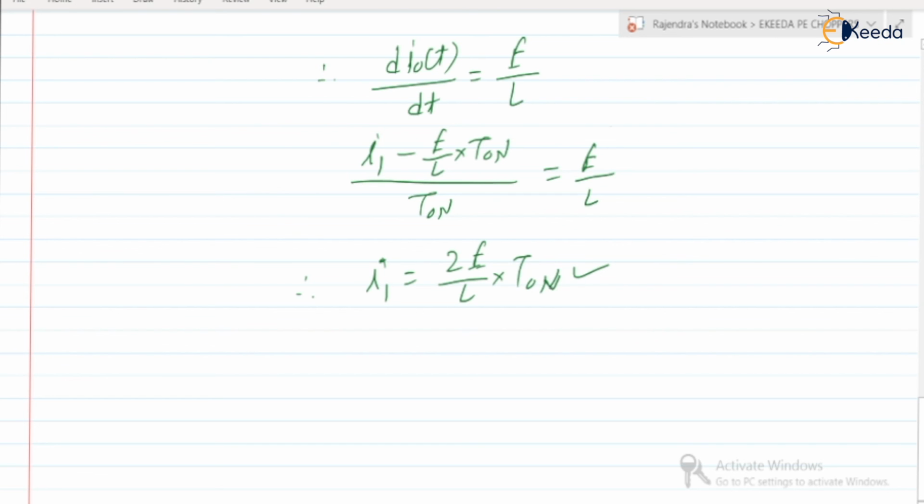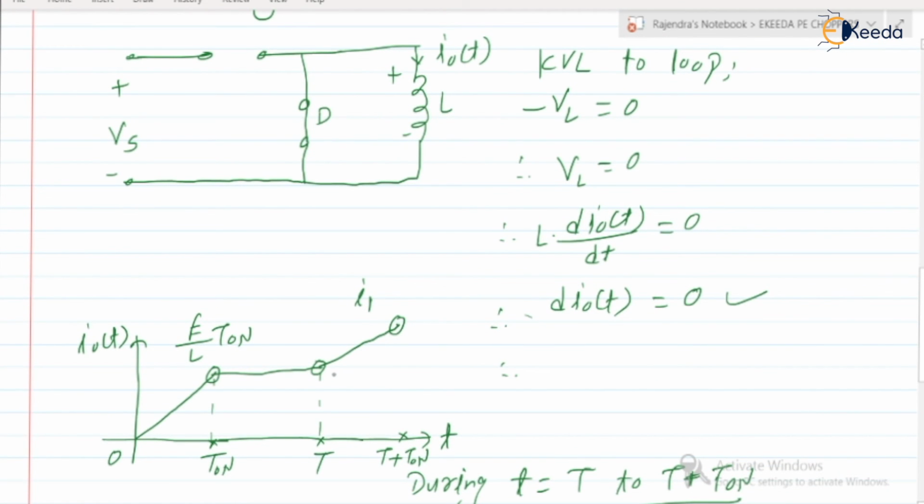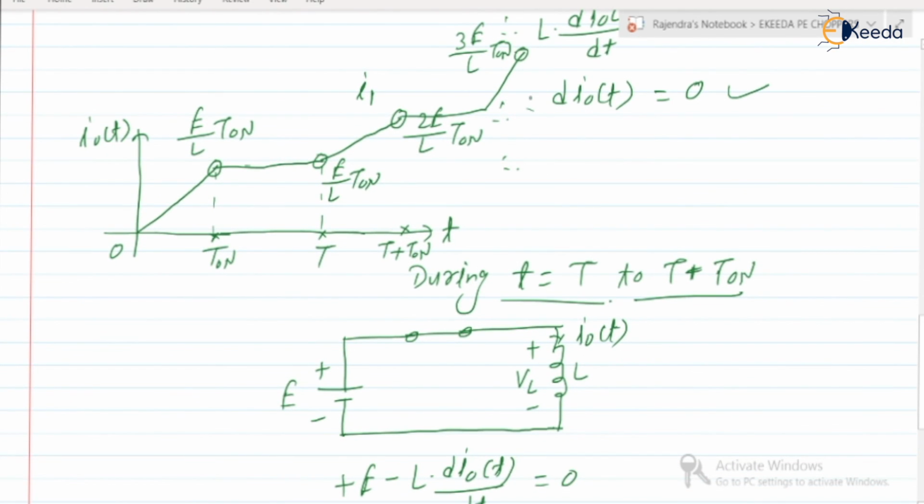So here, a point to be noted: the current is changing from E by L into T1, here it is E by L into T1 because it is a constant current, because di0 is 0, and here it is 2E by L into T1, right? So for the next off time, what will happen? Again it is the same circuit. Again the inductor voltage will be 0, so di0 will be 0, so we will be getting a constant current. For the next on time, it will be increasing again, so it will be 3E by L into T1 for the next cycle. So it goes on increasing continuously.